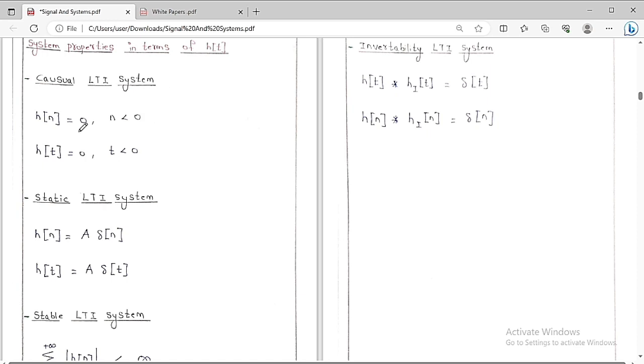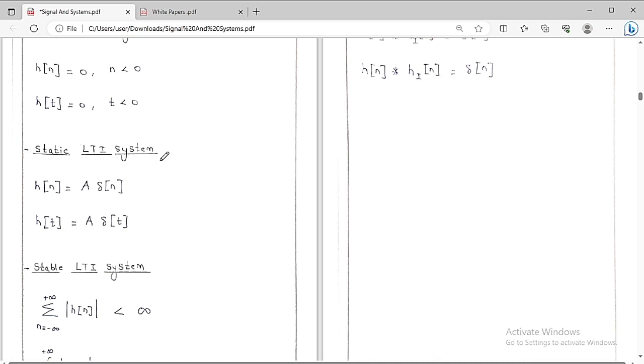The next thing is the static LTI system. How can we say the system is a static LTI system? I've already told you the meaning of a static system. Static means the present output depends only on the present values of the input. A dynamic system is one where the present output depends upon the past values of the input. So if the present value of the output depends on the past values of the input, it is a dynamic system. It has memory. How can we say this?